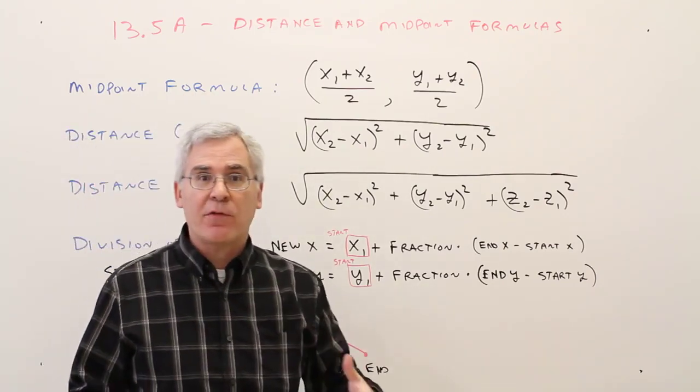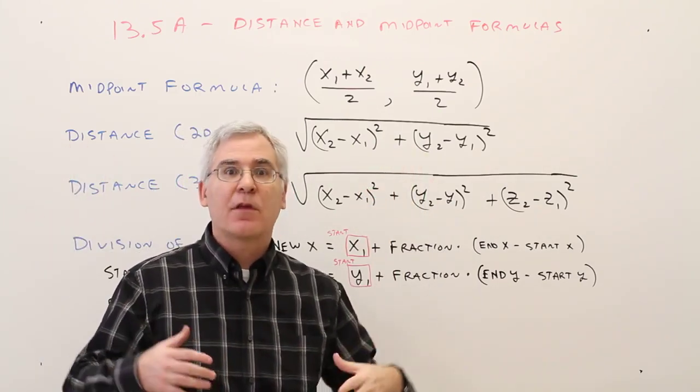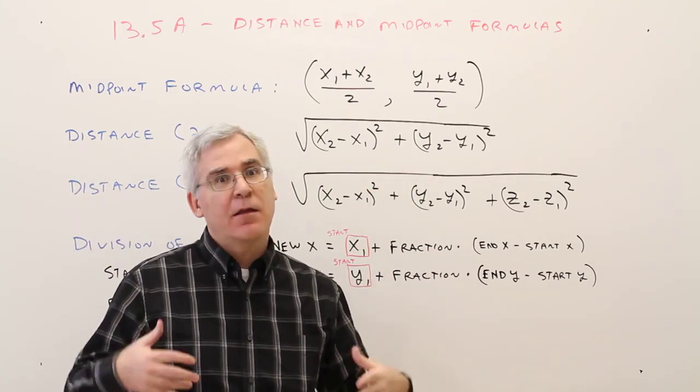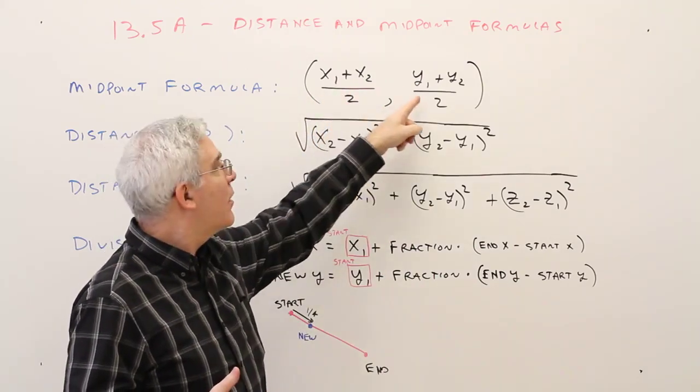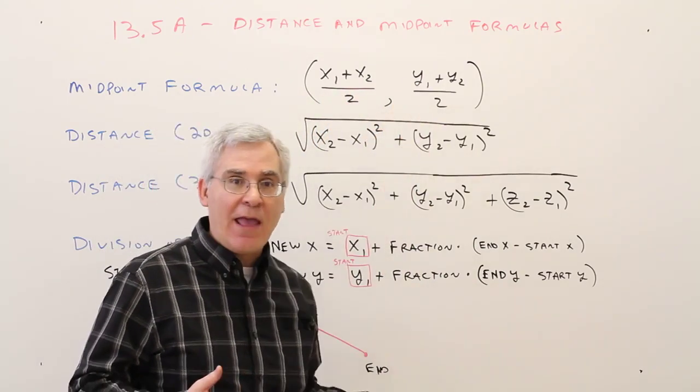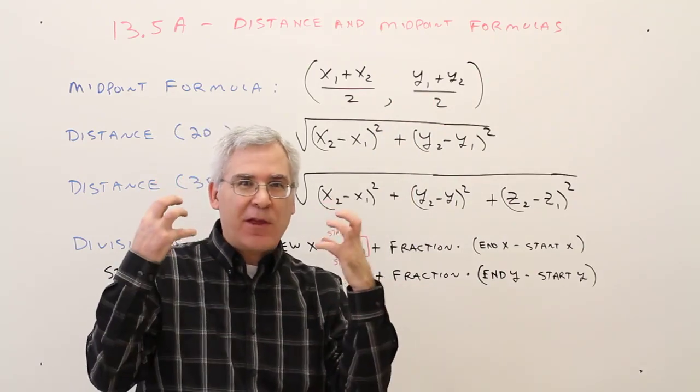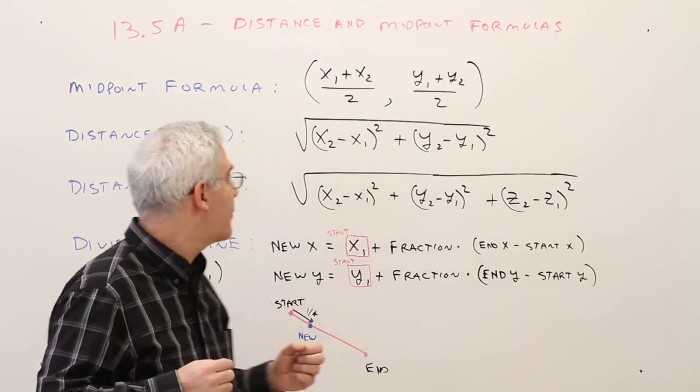I like to remember it as it's the average of the x, comma the average of the y. And to find the average of the x, you just add and divide by 2. To find the average of the y, you just add, divide by 2. So I always try to think of quick, easy memory devices.